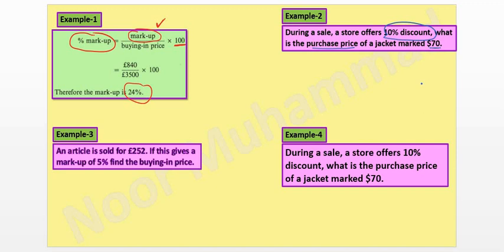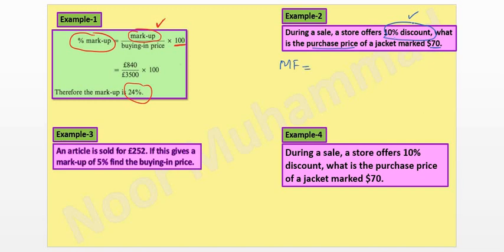If it is marked $70, it means right now the price of the jacket is $70. What if they give us a 10% discount? Then how much will be the cash price? How much will be the purchase price or selling price? All these three words that I'm using for the price tell us to find the final value. To find the final value, we always need to find the multiplying factor.